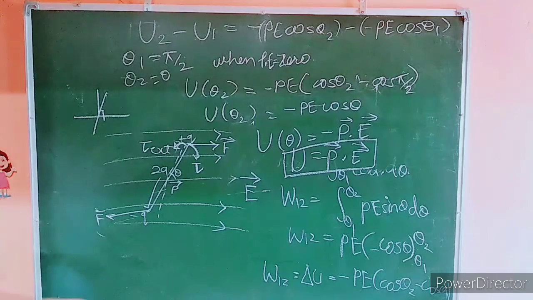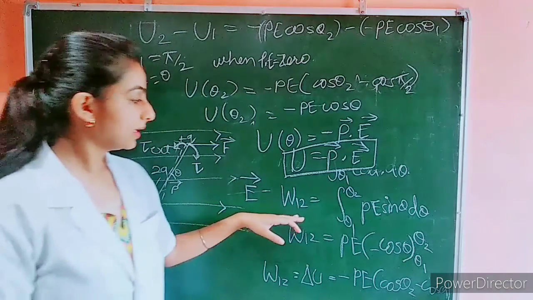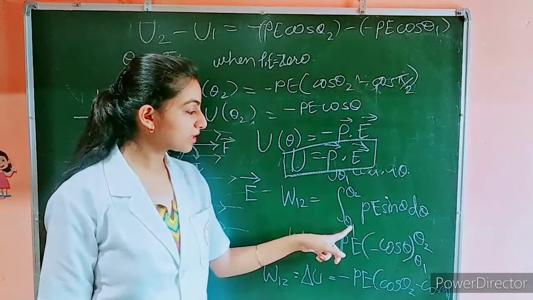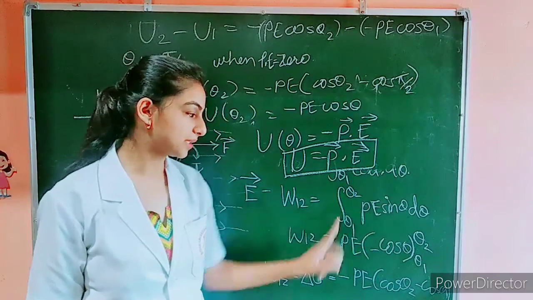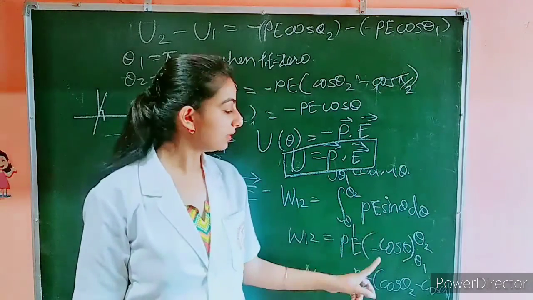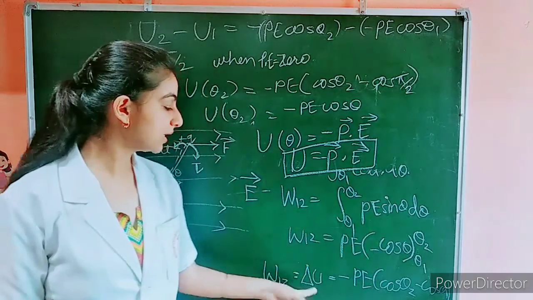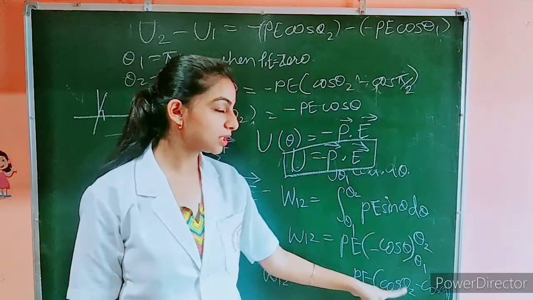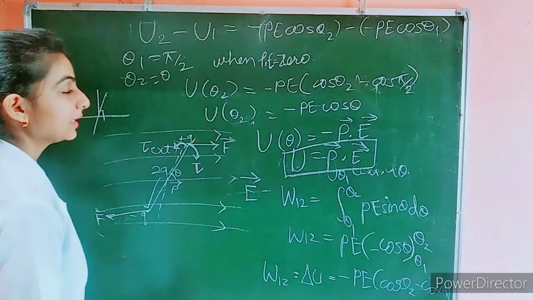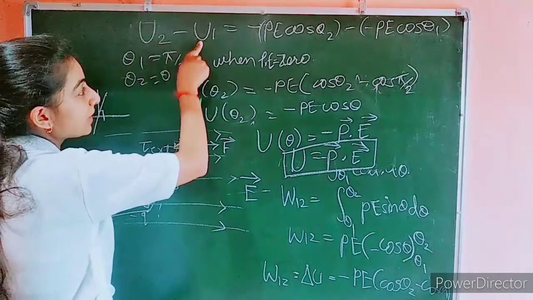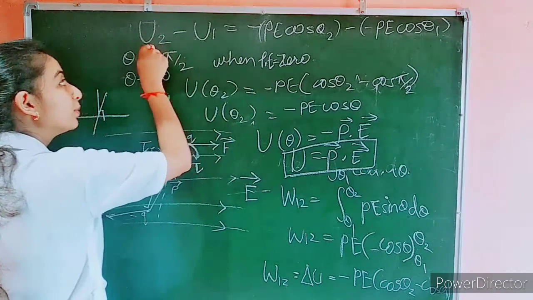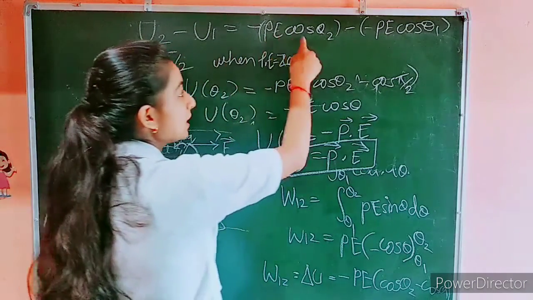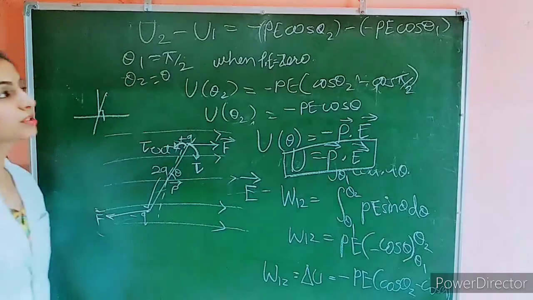Now, we are considering that the work done in bringing a charge from 1 to 2 is the integration from theta 1 to theta 2 of PE sin theta. Now, integrating sin theta, we get minus of cos theta. Putting values, we get W12 is equal to delta U is equal to minus PE cos theta 2 minus cos theta 1. Now, this will be equal to the difference of potential, U2 minus U1, that is minus PE cos theta minus cos theta 1.